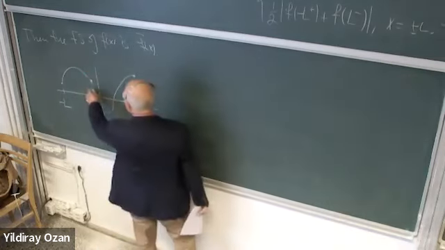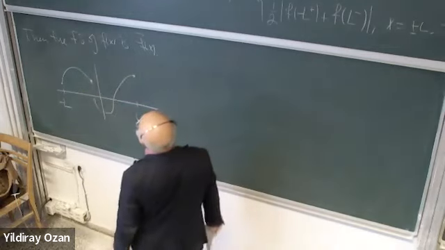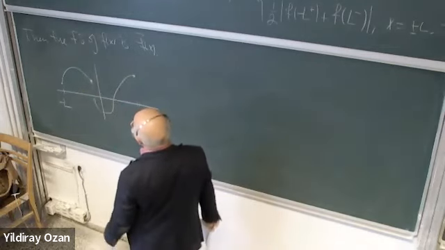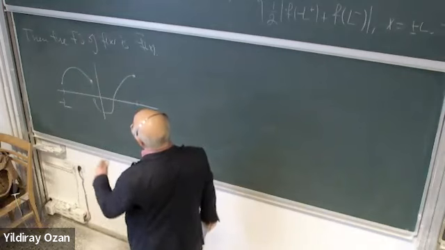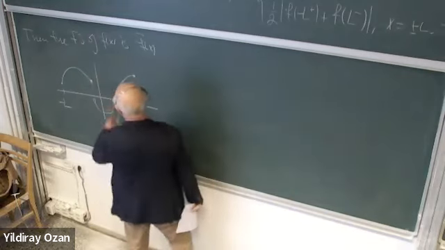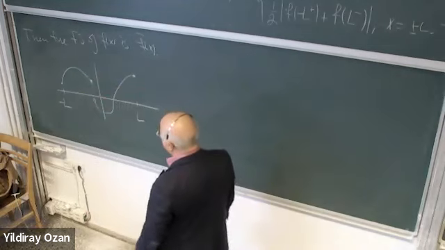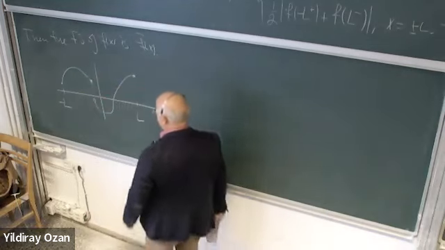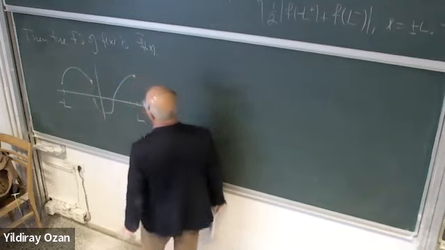So here this function is piecewise C1. It is continuously differentiable on some intervals, but there are some points where the function may not be even continuous at those points. So at this point, for example, it's not continuous.